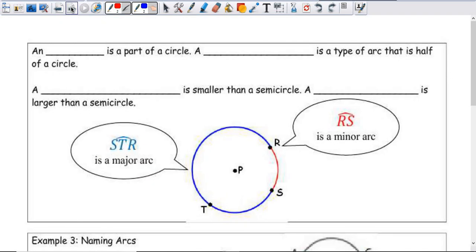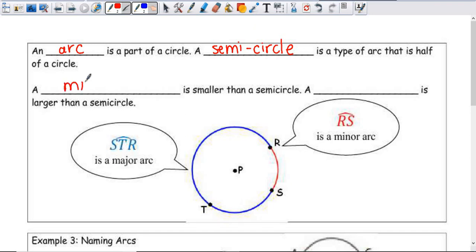All right, now we are going to talk about arcs. An arc is a part of a circle, and a semicircle is a type of arc that is half of a circle. So a couple more vocab words. There will be a lot of vocab words in this section. So we have two kinds of arcs.